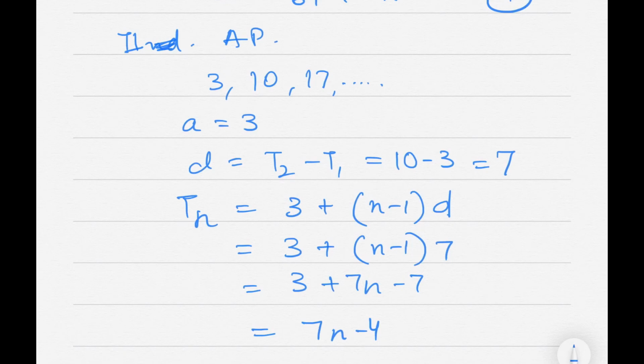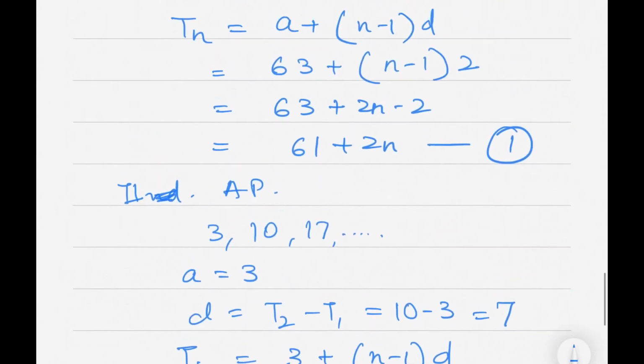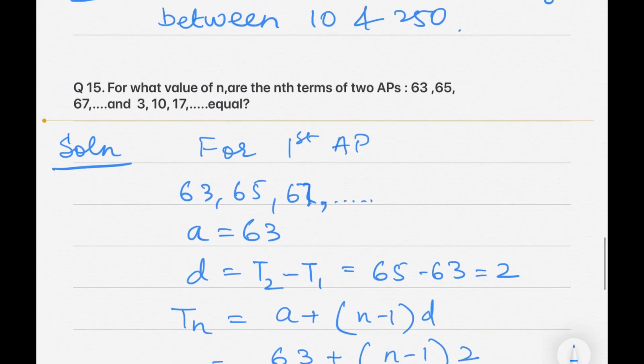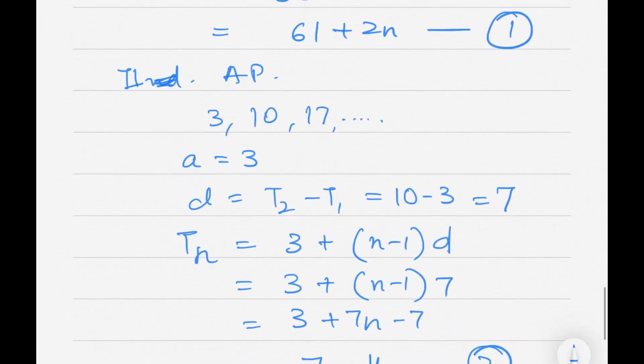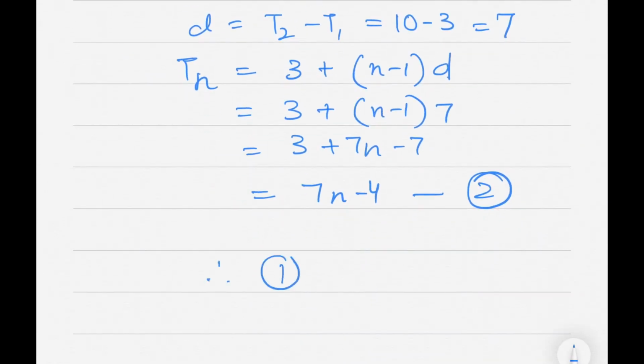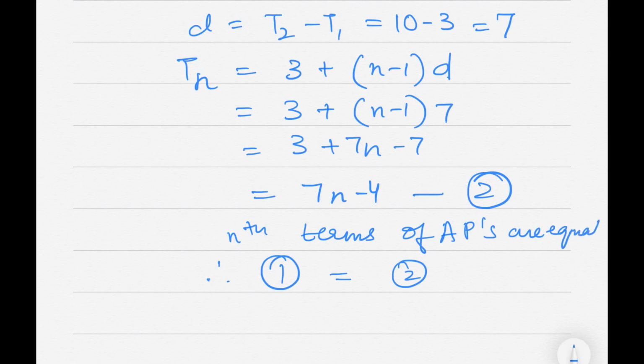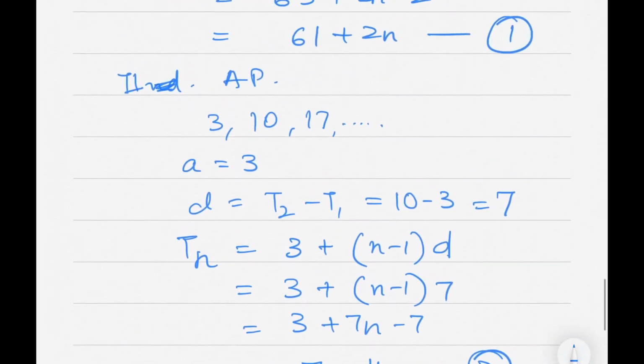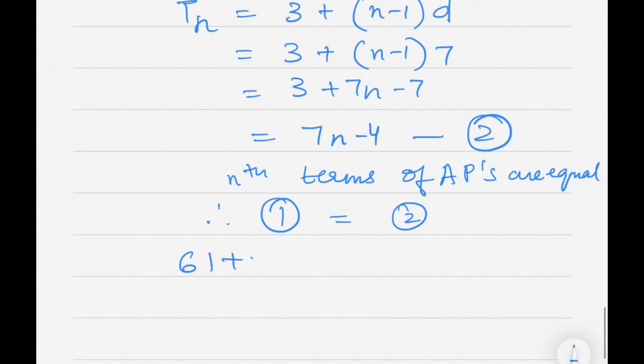So from these equations, both of them will be equal, because they are saying in the question that there is some value of n whose nth terms will be equal. Okay, so now I can write down that my first equation should be equal to the second equation, because the nth terms of the APs are equal. This is given to us. Now the first equation is 61 plus 2n, and it should be equal to 7n minus 4.